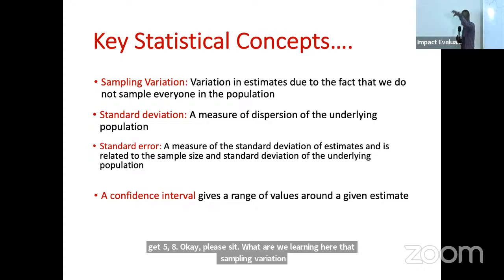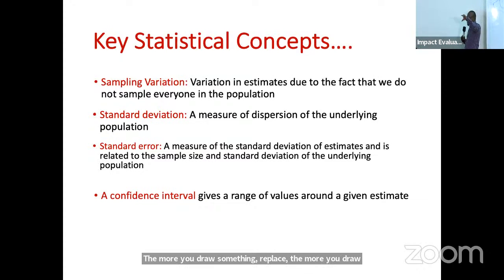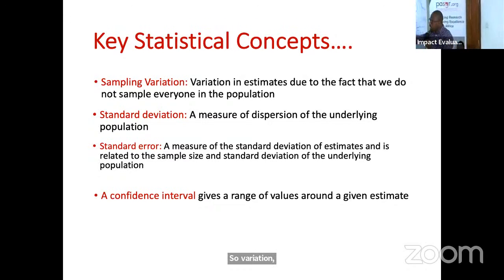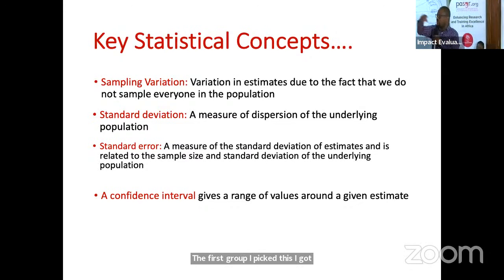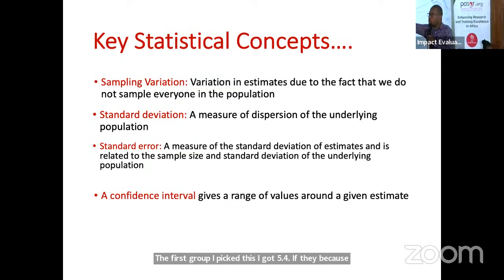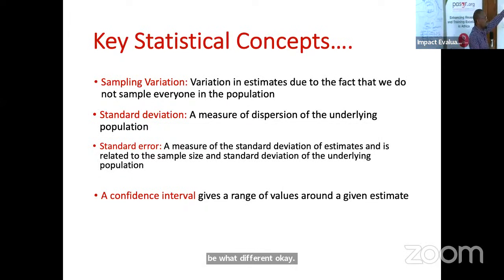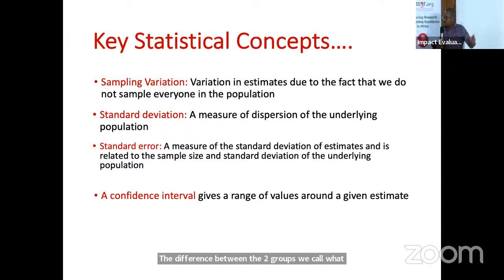The more you draw samples and replace, they won't be the same. There will be variation from one sample to the other, okay? So variation in estimate is due to the fact that we do not sample everyone in the population. Because of randomness, the first group I picked, I got 5'4". Because I'm doing it randomly, there's no chance I'll draw the same group. I'll draw another group, which will be slightly different from the first group. And the statistics, the mean, the average would be what? Different, okay? The difference between the 2 groups, we call what? Sampling what? Variation. Are we clear?